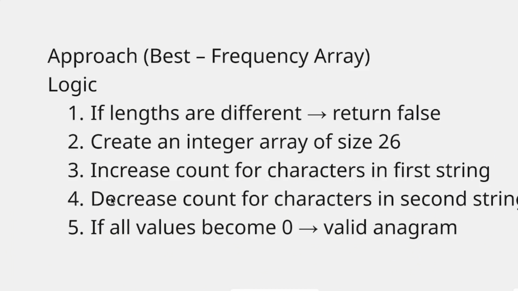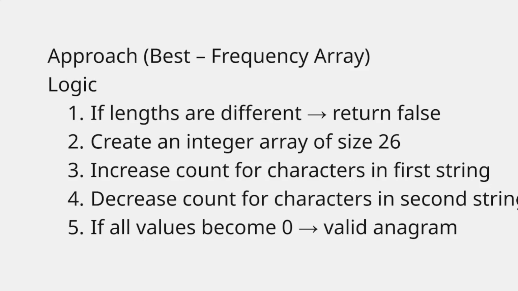In the third step, increase the count for the characters in the first string. In the fourth step, decrease the count for the characters in the second string. If all values become 0, it's a valid anagram. This method is faster and preferred in interviews also. For example, in the previous example we saw listen and silent. When we increment for listen and decrement for silent, all values cancel out and become zero. That means both strings have equal character frequency.